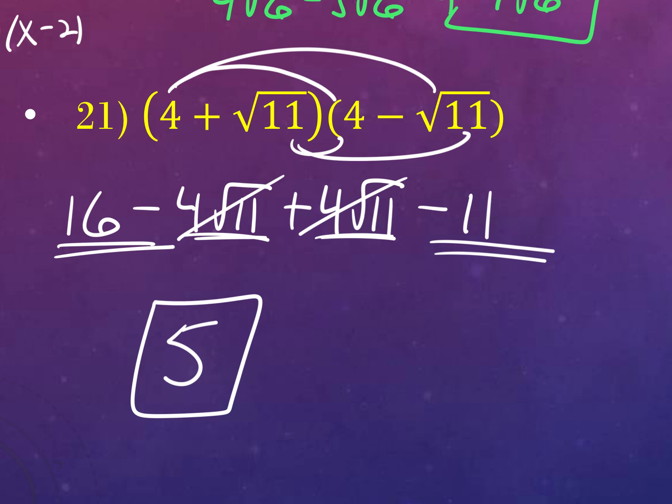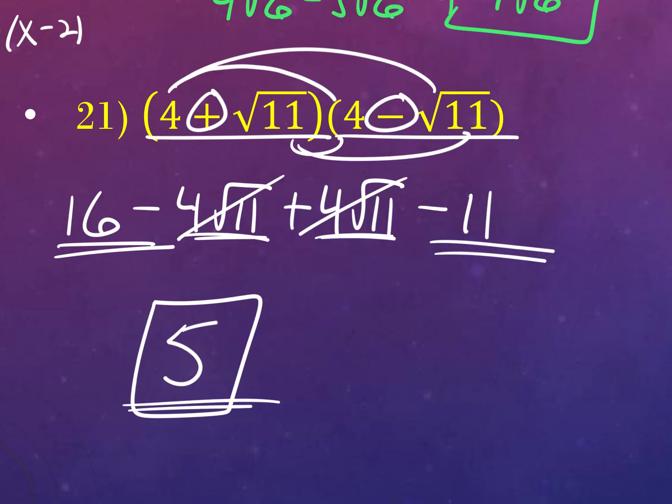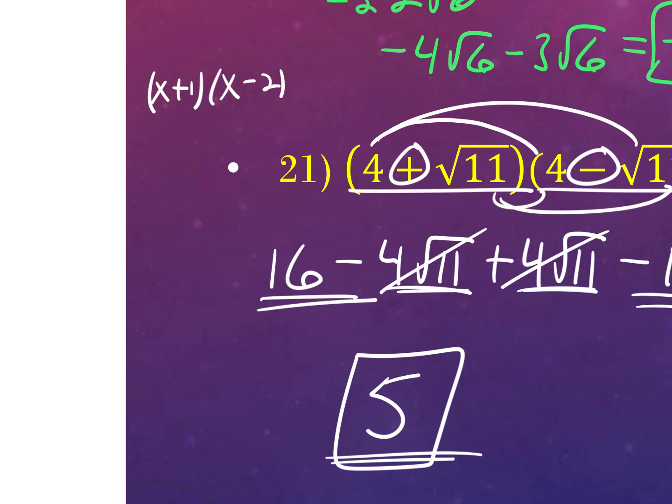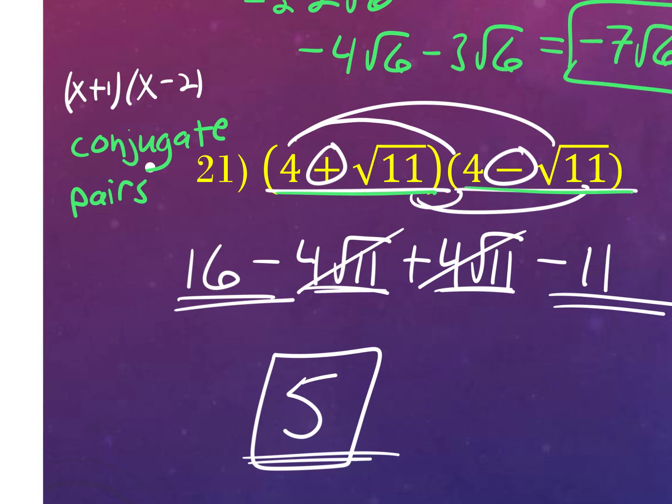Good, right? So any time that you have the exact same numbers with opposite signs, you're always just going to get the whole number. That's important for when we divide. And these are called, I'm going to write it on this side, conjugate pairs. So there's your vocab for today, right? These are conjugate pairs. And again, when I say that, I just mean these are the same numbers, they just have opposite signs in between.